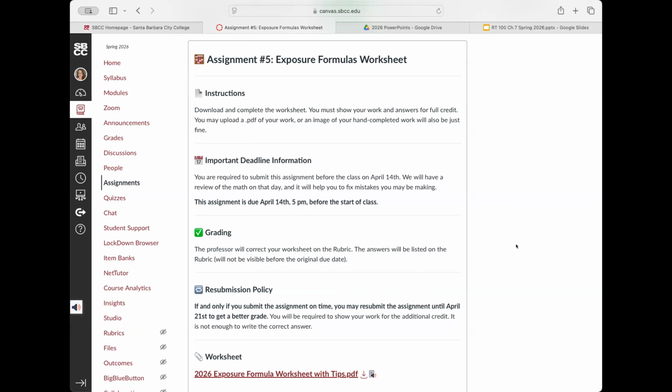And you will have to obviously put the correct answer there, but also show your work again, proving that you knew how to get to the correct answer. Okay.